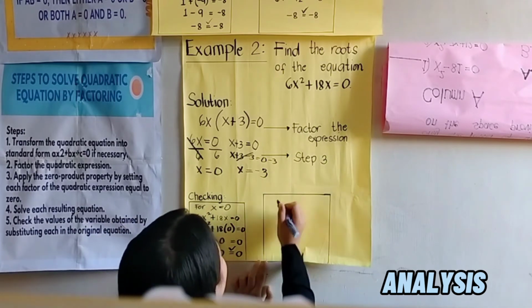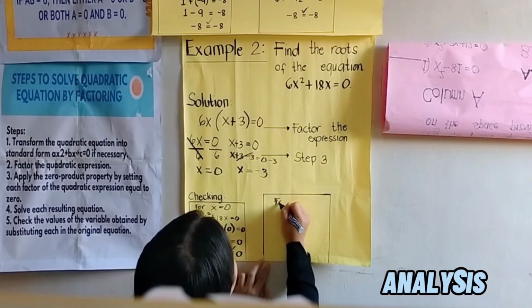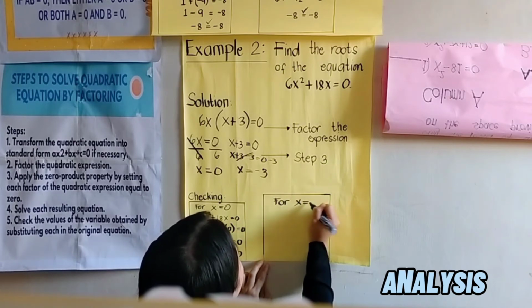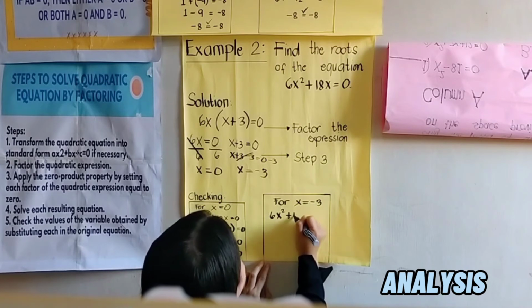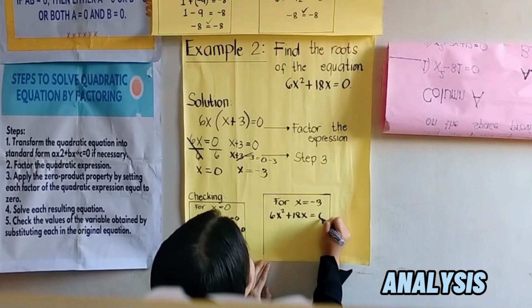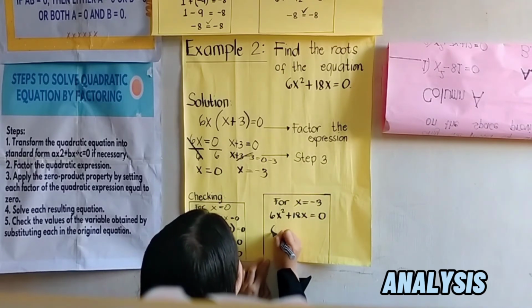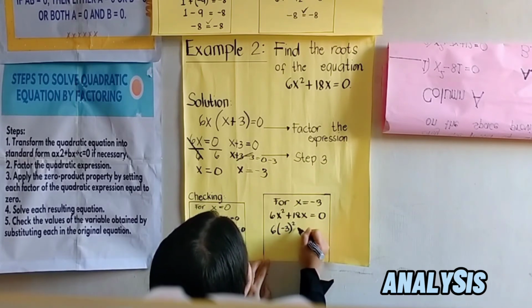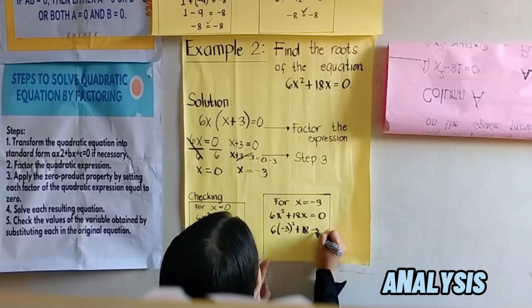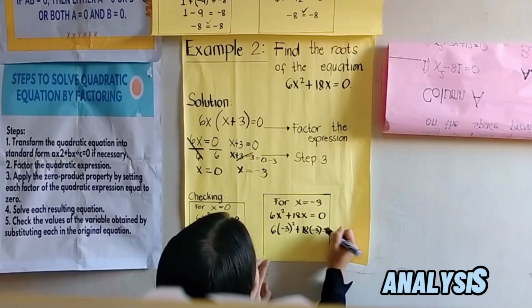Now, let's go to our second value, which is x equals negative 3. Write the expression first, 6x squared plus 18x is equal to 0. Now, replace the value of x with negative 3: 6 times negative 3 squared plus 18 times negative 3 is equal to 0.